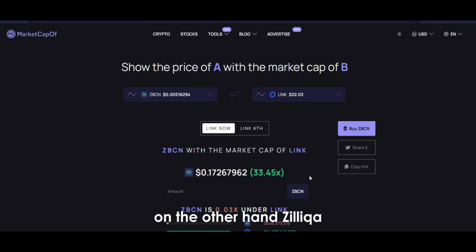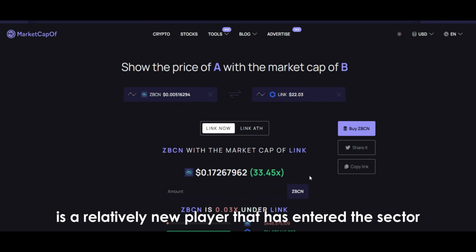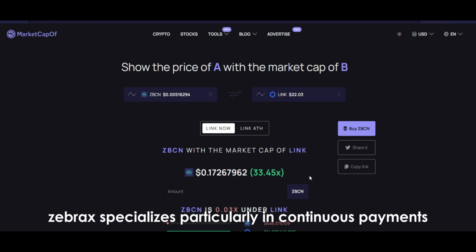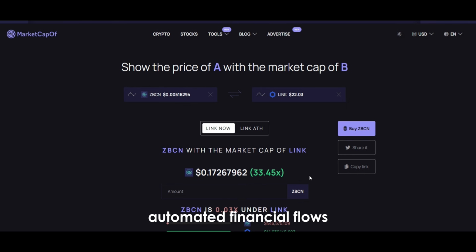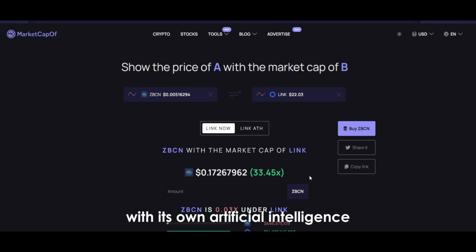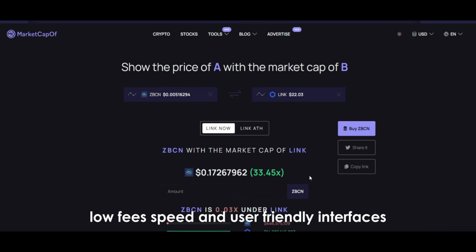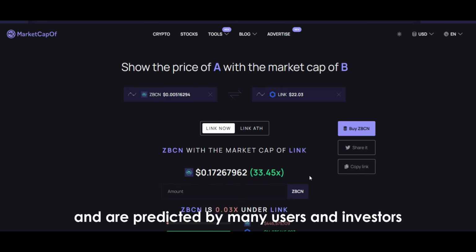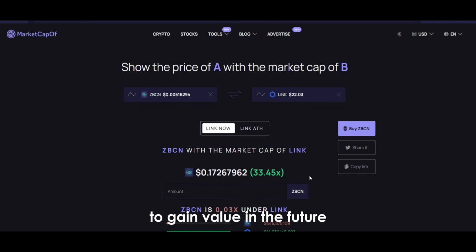On the other hand, Zebec Network is a relatively new player that has entered the sector but is quickly gaining attention with its innovative solutions. Zebec specializes particularly in continuous payments, automated financial flows, and real-time money transfers on the blockchain. With its own artificial intelligence, it aims to stand out in the competition by offering transaction ease, low fees, speed, and user-friendly interfaces. These features carry the potential to set new standards in financial technologies and are predicted by many users and investors to gain value in the future.